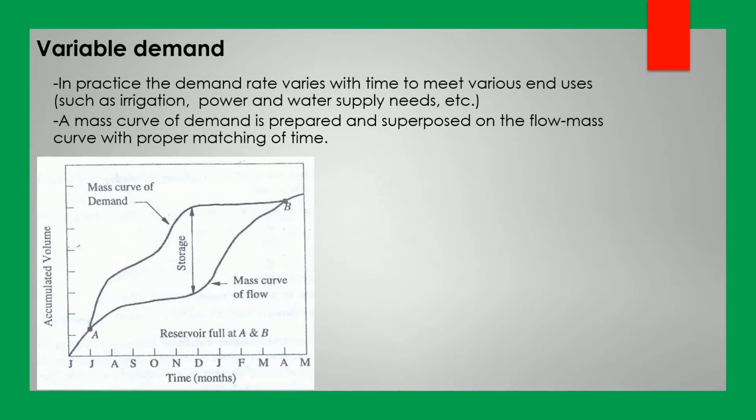Variable demand. In practice, the demand rate varies with time to meet various end uses such as irrigation, power, and water supply needs. A mass curve of demand is prepared and superposed on the flow mass curve with proper matching of time. This is the mass curve of demand from A to B, that is the storage, and this is the mass curve of flow. The reservoir is full at A and B.